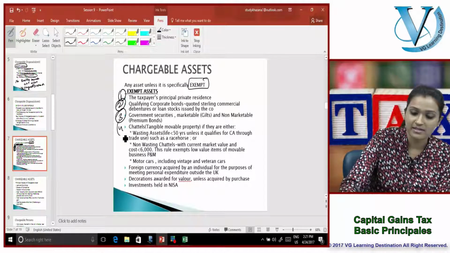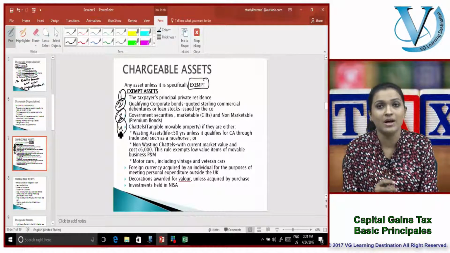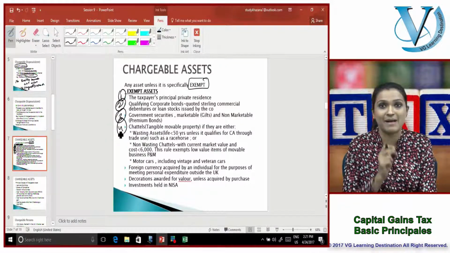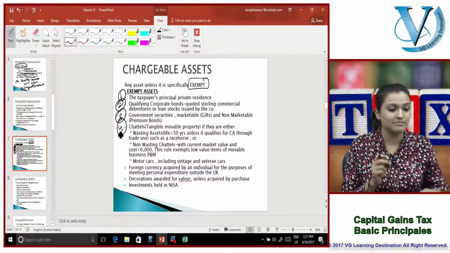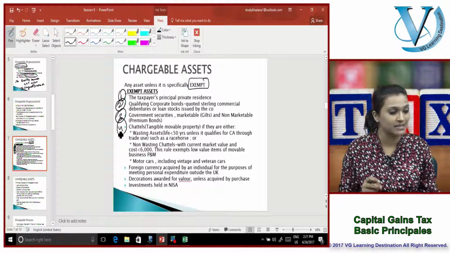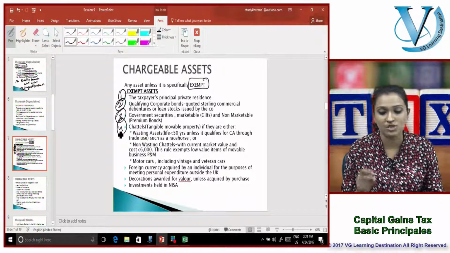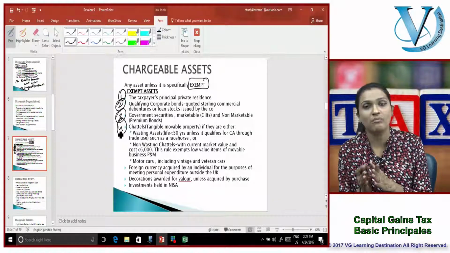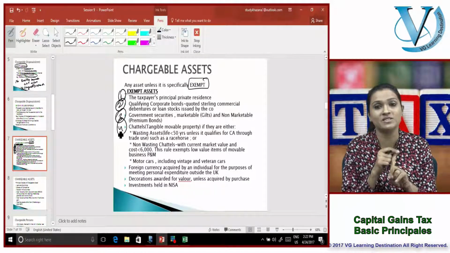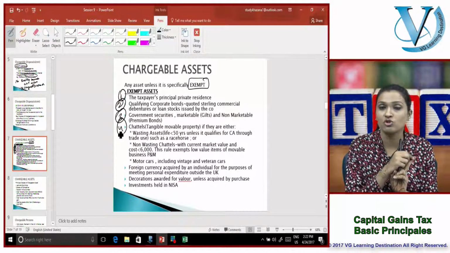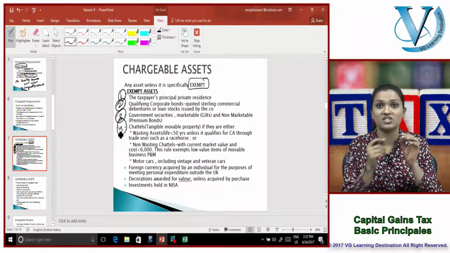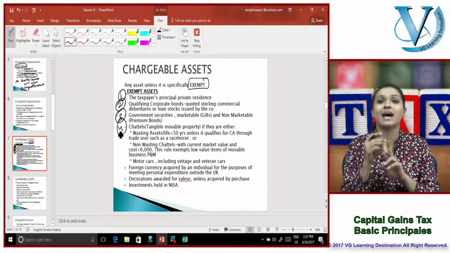What about chattels? Now, chattel is a new term for you. Let me explain the term chattel to you and what sort of chattels are specifically exempt from capital gains tax liability. Chattels are any tangible movable property. So we've got two properties of chattels. They are tangible, which means you can touch and feel them, and also they are movable. They can move around. So all properties are chattels if they are tangible and they are movable.